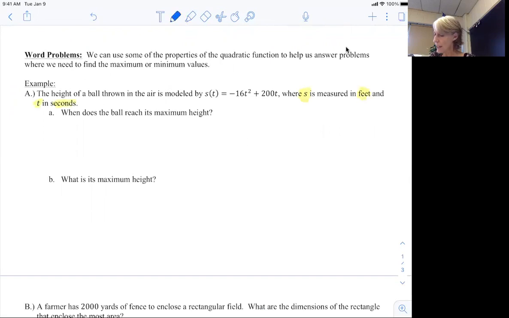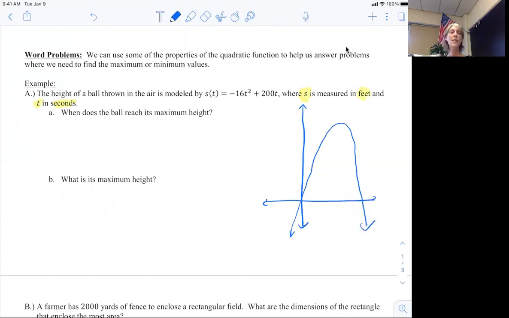So before I even begin, let's kind of picture what's going on here. I know this graph is going to have a y-intercept of (0, 0). And if you plugged it in your calculator, you're going to get something like that. It's a negative 16t squared. Okay. Now, when we're dealing with t's and s's, our t is our x-axis, that's our time, and our s is our height of the ball.